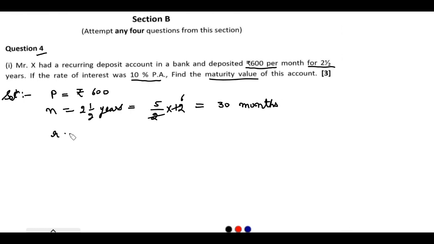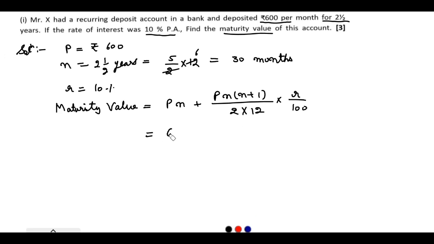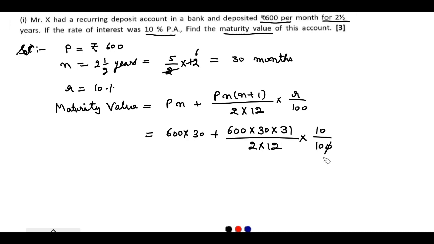Rate of interest R is 10% per annum and we have to find the maturity value. So apply the formula for maturity value. Now put the given values and find the value of maturity.